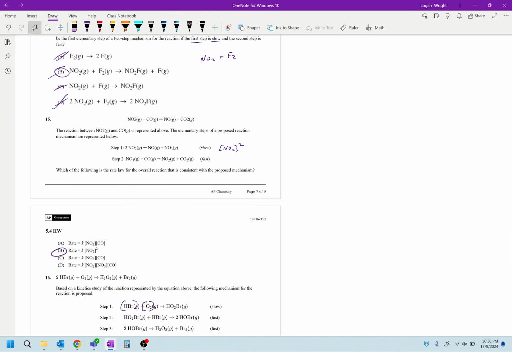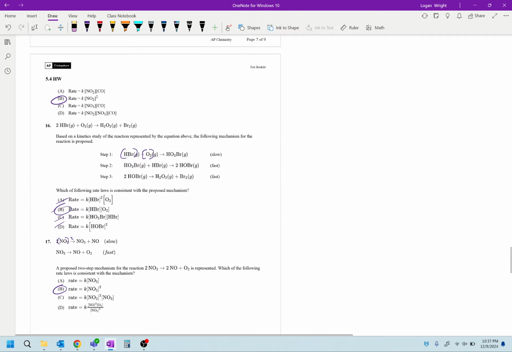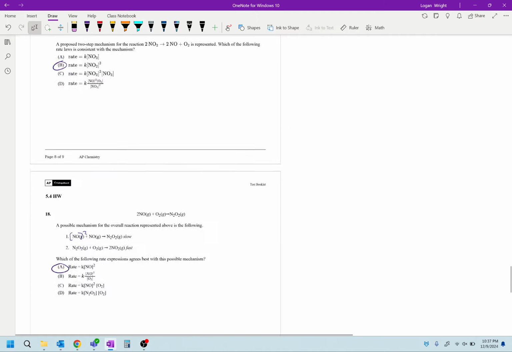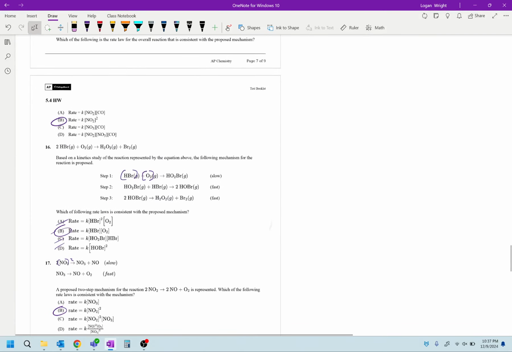Looking at 15. The elementary steps are below. Which of the following is the rate law for the overall reaction? So because I have 2 copies of NO2, the rate law is going to be K times the concentration of the first copy times the concentration of the second copy, which could also be described as NO2 squared. And as a result, the final answer is B, K NO2 squared. Because I'm close to the end, there's only 18 of these.